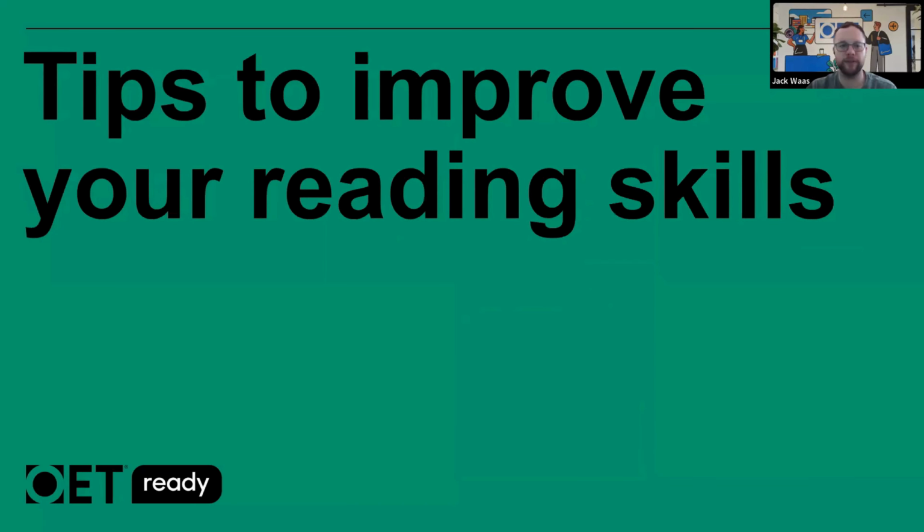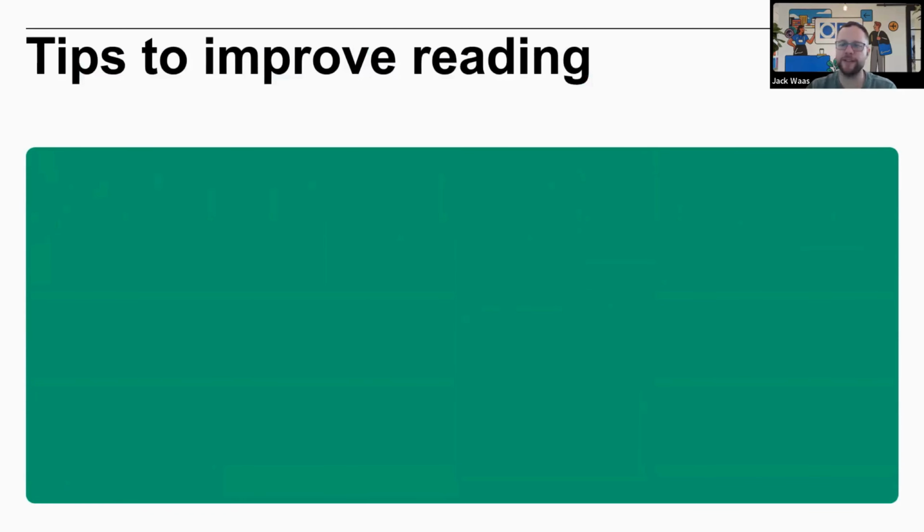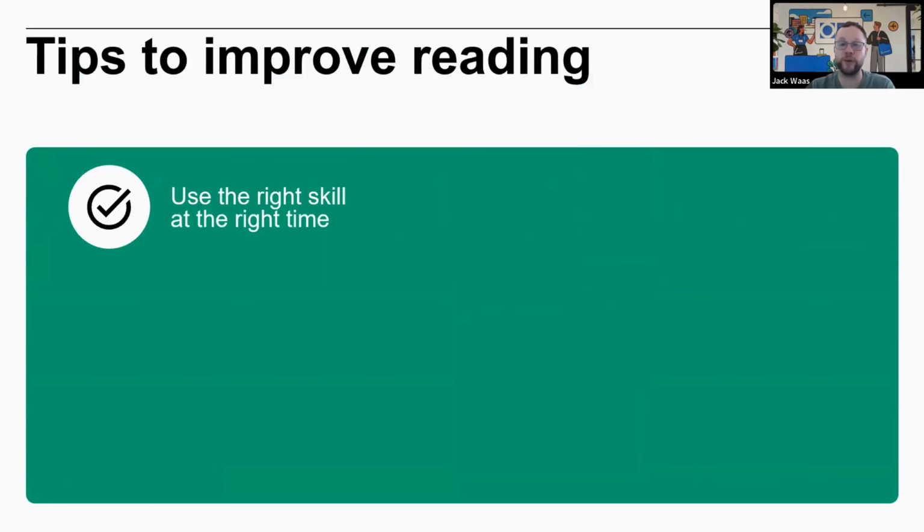Finally, some tips to build your reading skills. When it comes to success in OET reading, make sure you're using the right skill at the right time. Skim and scan in Part A, but work on careful reading in Parts B and C. Whenever you read, read with purpose. In the test, your purpose is to answer each question.